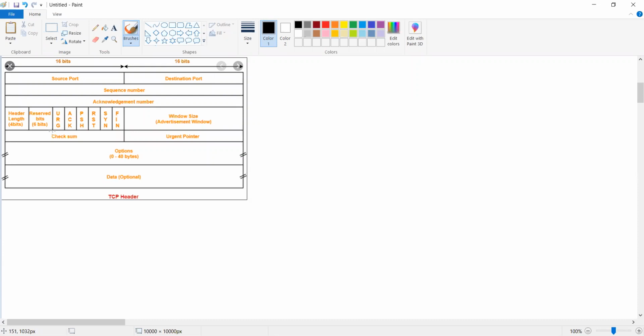if you see these values over here, these are all called flags in TCP. SYN flag, FIN flag, reset flag, push flag, acknowledgement flag, urgent flag. There are 6 types of flags over here.